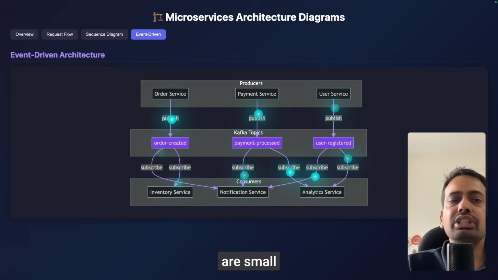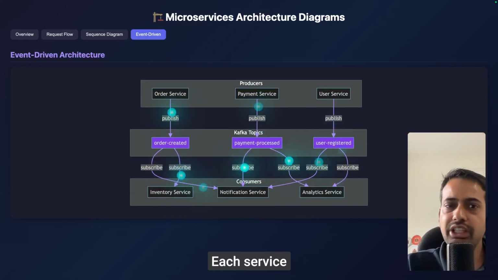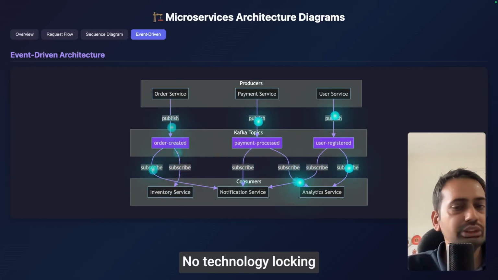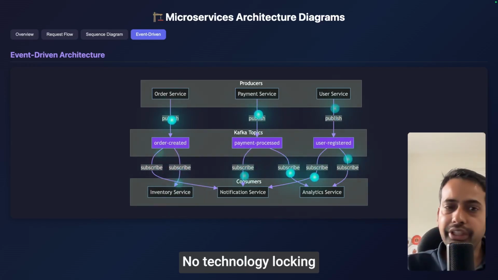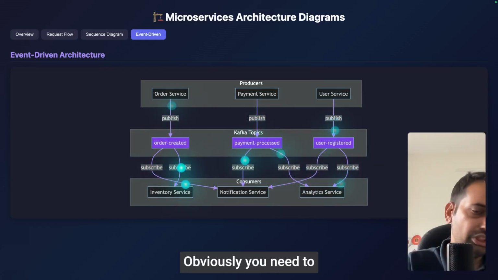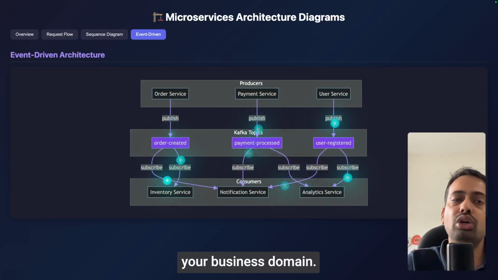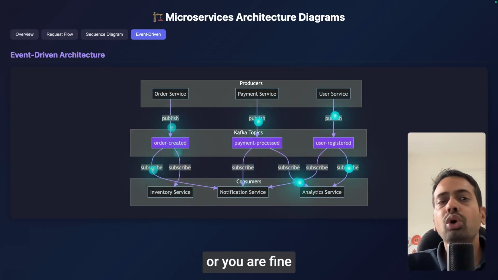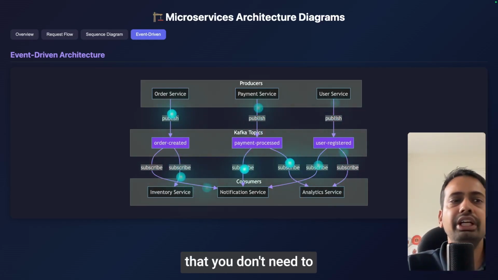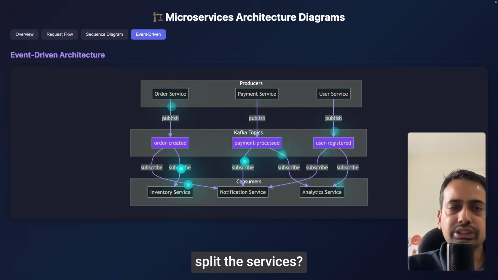So microservices are small, focused services. Each service is independent. Each service communicates over the network. They solve the scaling problem, with no technology lock-in. Microservices exist, but they are not a silver bullet. Obviously, you need to think about your business domain. Do you need microservices, or are you fine with the monolith, or can you divide things in such a way that you don't need to split the services?